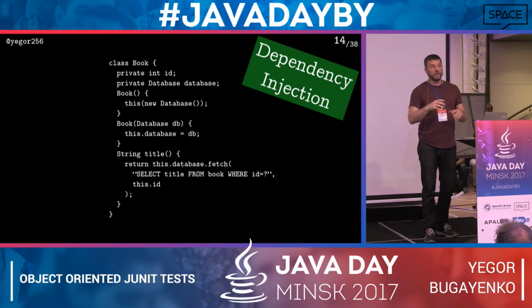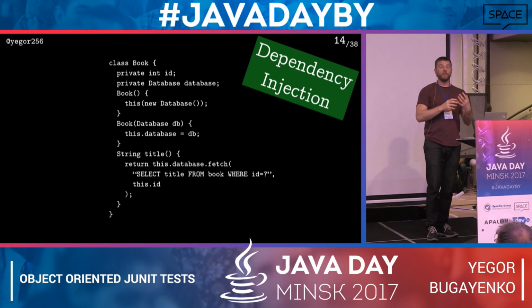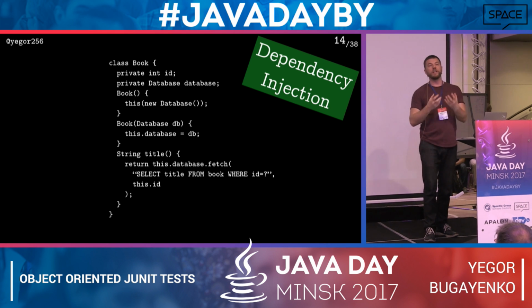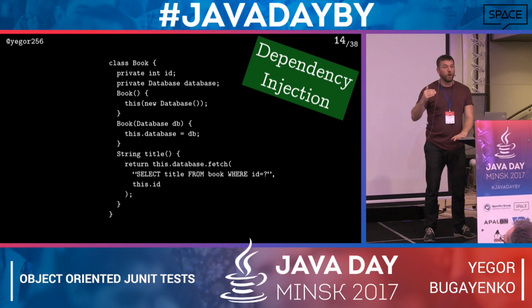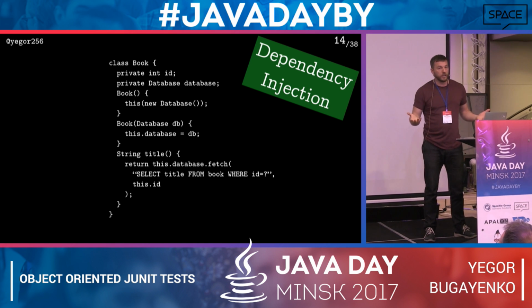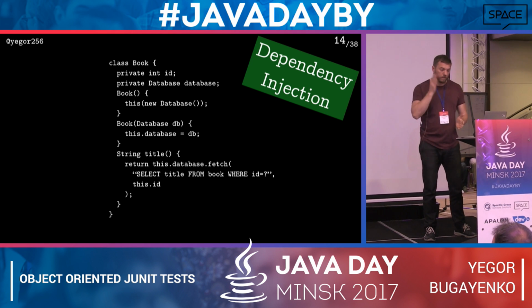Every time you see the operator new inside your methods, that's a red signal for you that you're doing something not really right. It's better to move the new operator to constructors. If the new stays in the constructor, then you're using dependency injection, and then it's easy to break this dependency. It's easy to inject the mock into the book before using it.